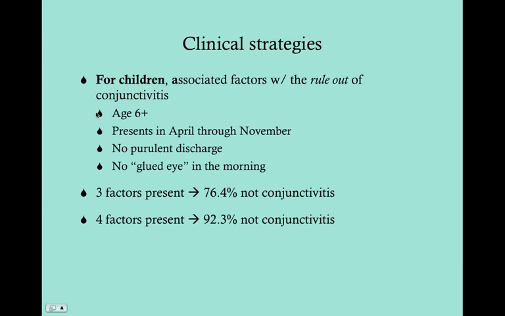So if they have 3 of these factors in the affirmative, then it's a 76.4% chance that it's not conjunctivitis. If 4 factors are present, it's 92.3%. So don't memorize those percentages. Just know these sort of statistics, these associations that are associated, or in this case, associated with the non-diagnosis of conjunctivitis.